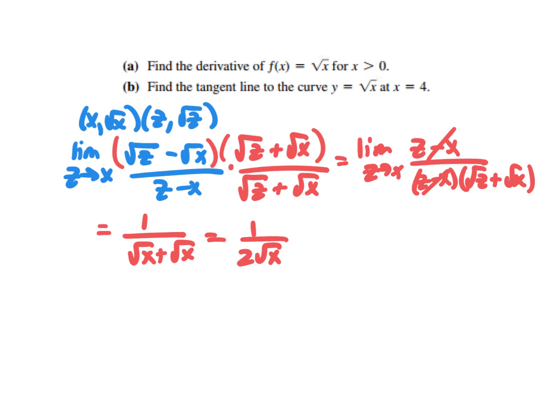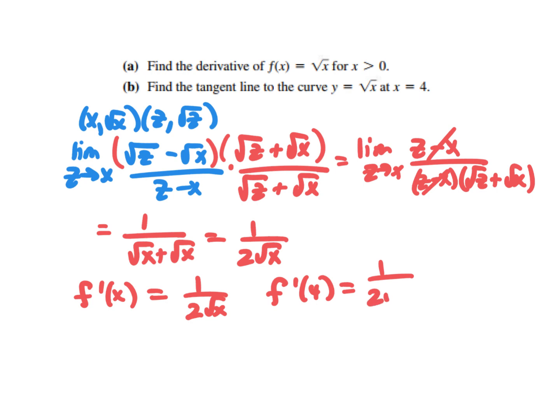Now that I have that, that is my slope, that's my derivative. It's my slope at any x value. So when they ask you to find the tangent line to the curve at x is 4, we need the slope at x is 4. So if I just go ahead and substitute in 4 into my slope formula, I end up with a slope of 1/4.